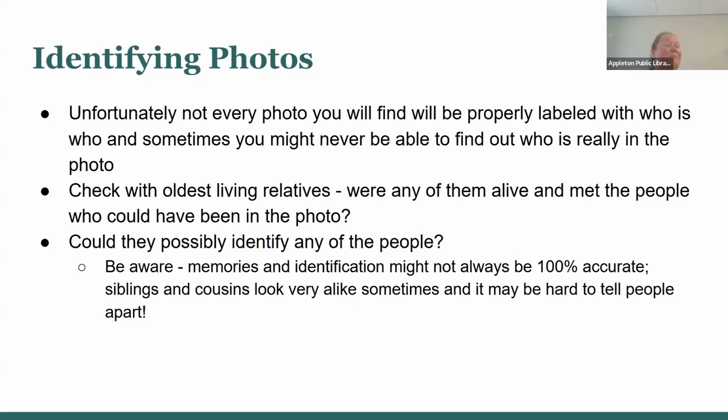Again, though, be aware, memories aren't always great. Identification might not be 100%. Sometimes siblings and cousins look very similar and it's hard to tell. Sometimes I look at photos of my dad and his brothers and it's like, oh, I can't really tell if that's Uncle John or if that's Uncle Scott. I've got to look at it a little closer, especially if they're baby photos too. Those are really tough to identify who's who.